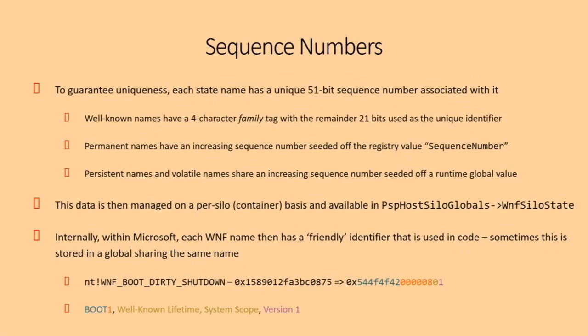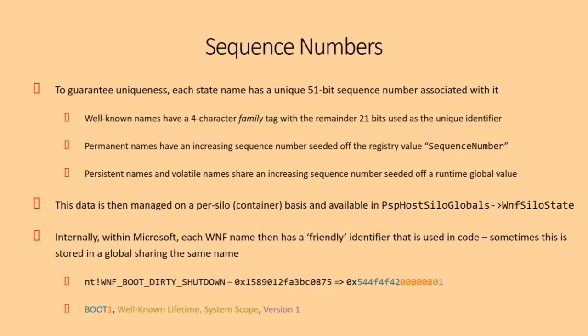Then the persistent and temporary names, which disappear once you reboot the machine, have their own monotonically increasing sequence number that obviously gets reset to 0 once you reboot the machine. So somewhere in a kernel variable, we remember this was the last non-permanent sequence number, and we'll just keep incrementing that.